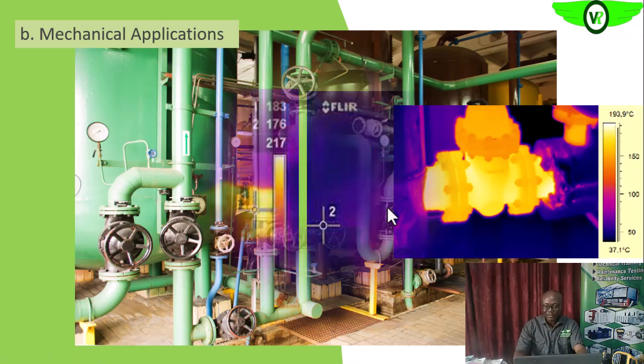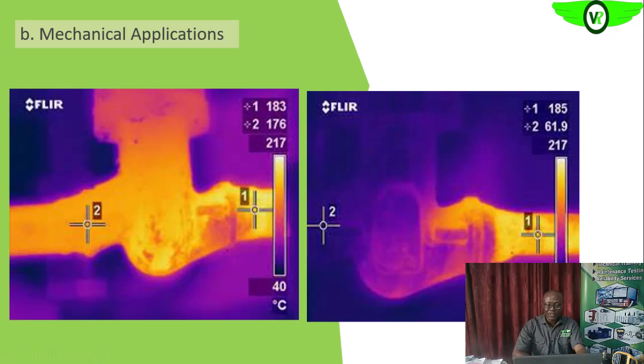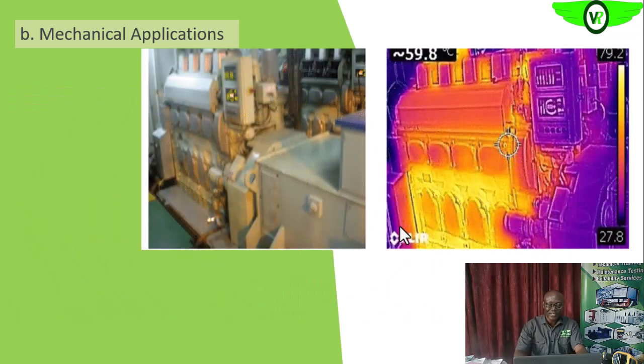Okay, so this is a valve that is open, a valve on a steam line that is open. So this valve is open, this one is closed. You see the upstream hot, downstream cool, upstream hot, downstream hot. So the one on the left is open and the one on the right is closed. If that is their normal state, that means everything is fine.